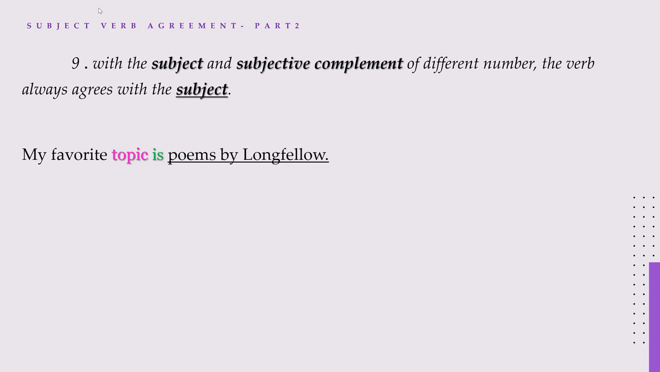My favorite topic is poems by Longfellow. In this example, topic is the subject. Poems by Longfellow is the subjective complement that tells you more about the subject. As you see, the subject is singular. Even though the subjective complement is plural, the verb agrees with the subject and is singular. If I change the place of the subject and subjective complement, what will happen?